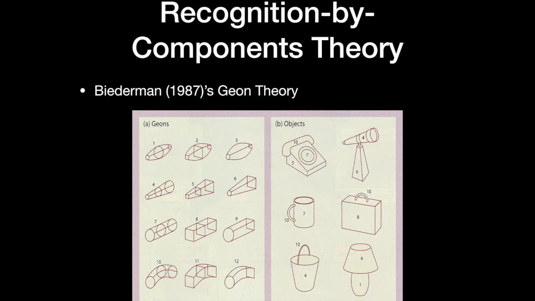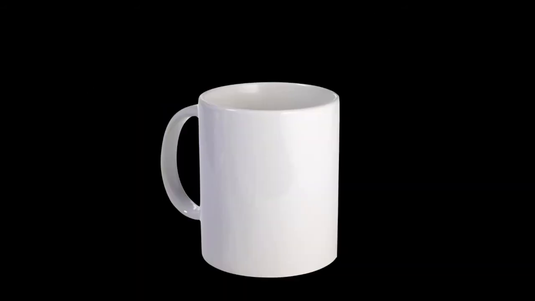Of course, his theory is not free from criticisms. For instance, here's a mug which consists of geon 7, which is a cylinder, and geon 10, a curved cylinder. If I partially hide this mug, can you still recognize it as a mug even though your recognition of geons is impaired?